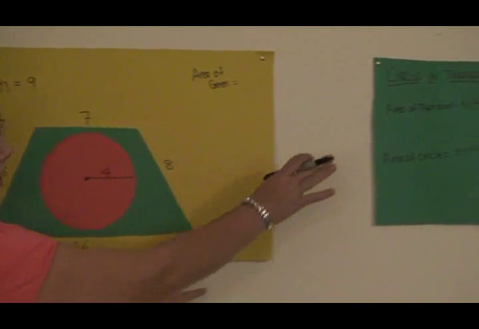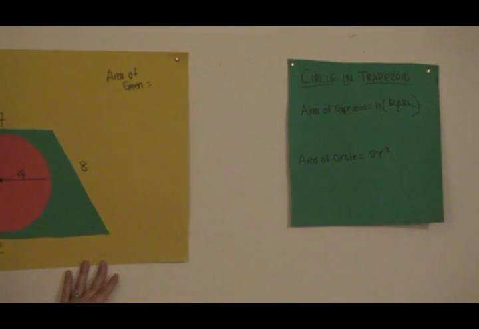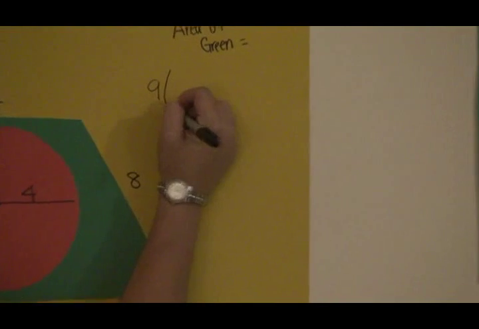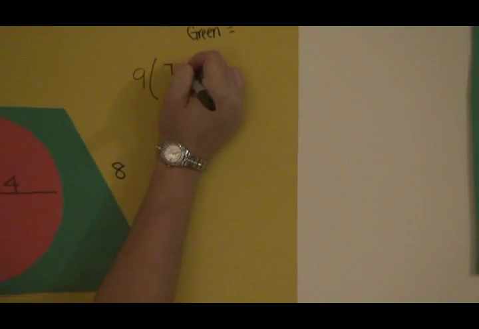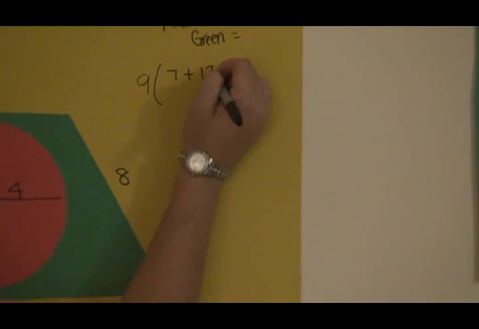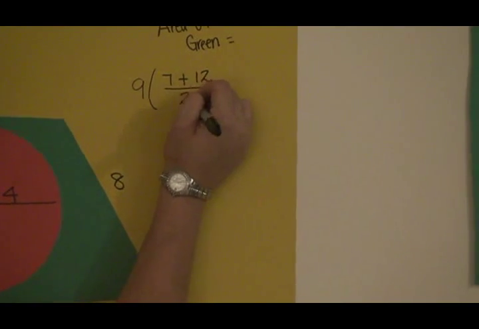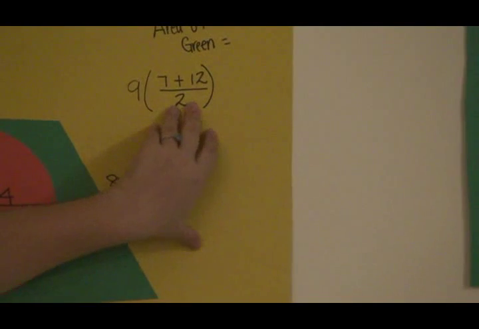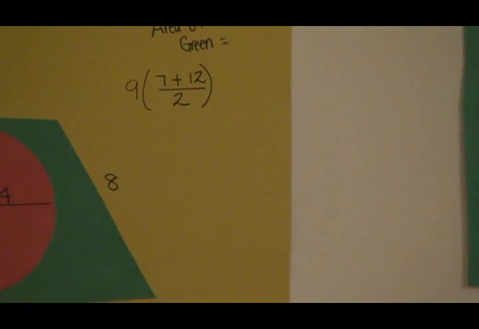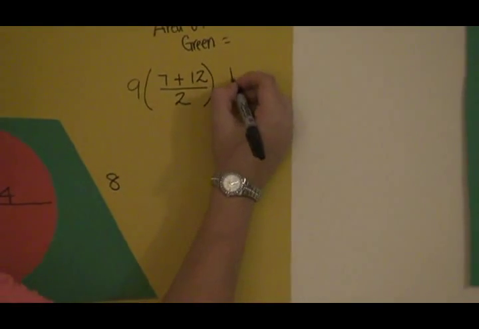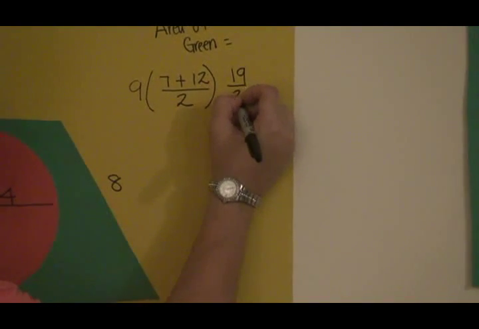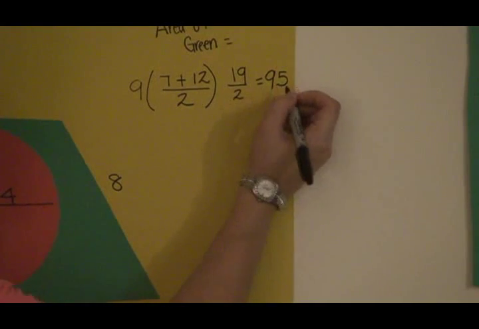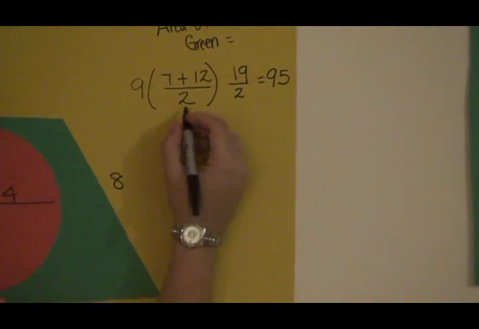So now we're going to go ahead and plug all of our numbers into our formula. We have 9 times (7 plus 12) divided by 2. We're going to go ahead and clear our parentheses first. So 7 plus 12 is 19. Divided by 2, we get 9.5.